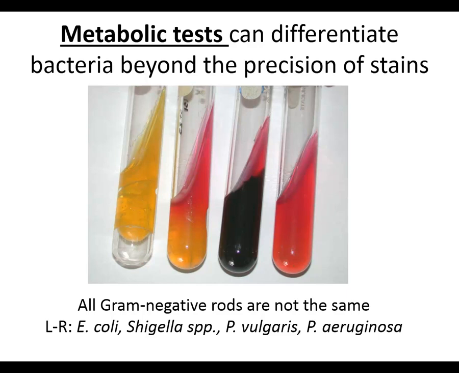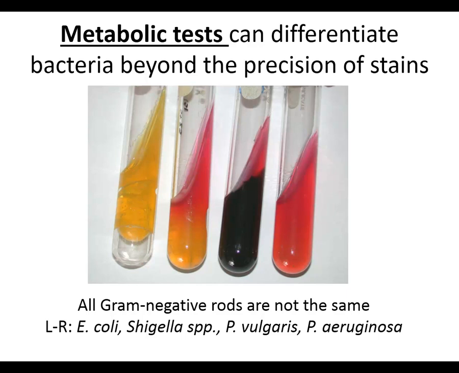Metabolic tests can differentiate bacteria. That means tell them apart and rule some out beyond the precision of stains. Yeah? In other words, rather than just looking at their structural differences, let's look at their metabolic differences. Do you understand the difference there? Structural differences. That means how your cell wall is built. Yeah? Metabolic differences. What is metabolism? You remember that. What's metabolism? That's the kinds of chemical reactions you can do.